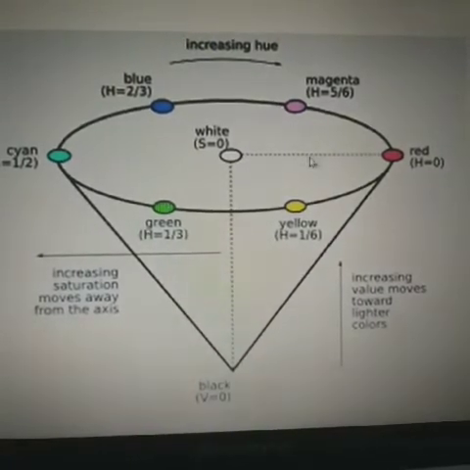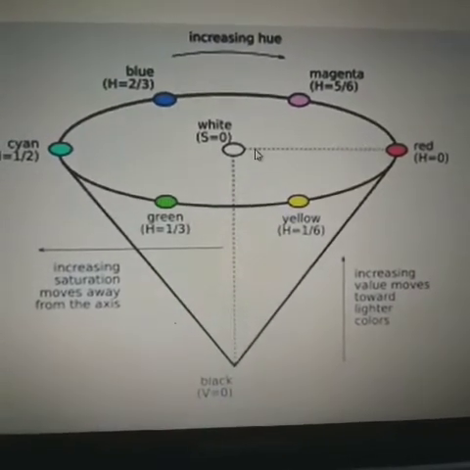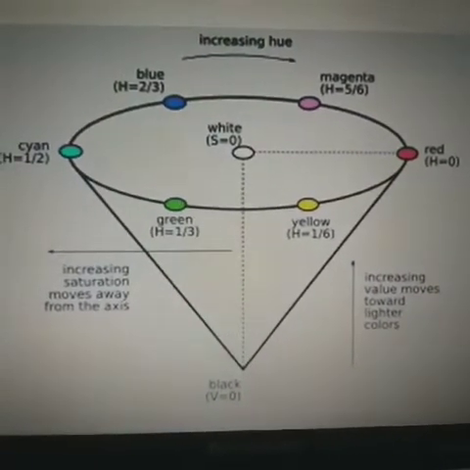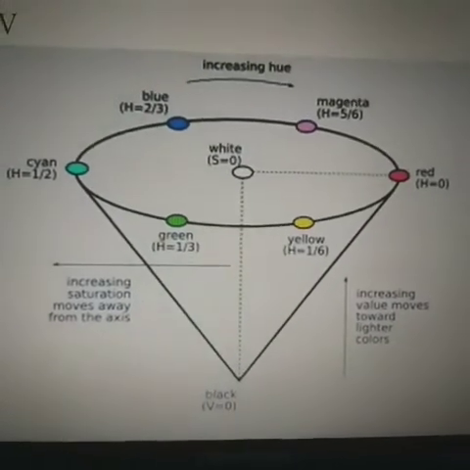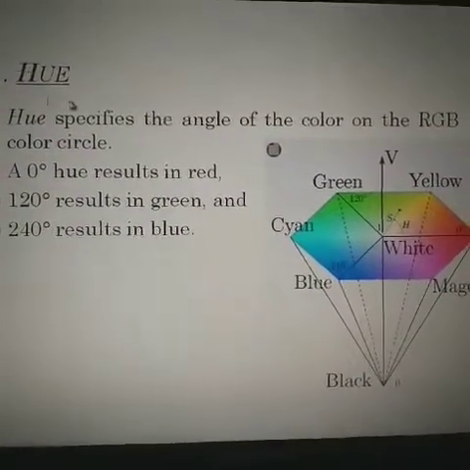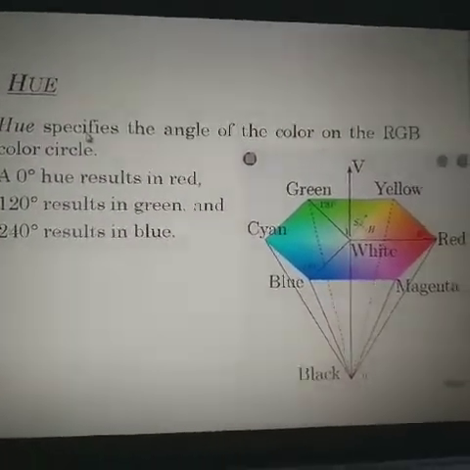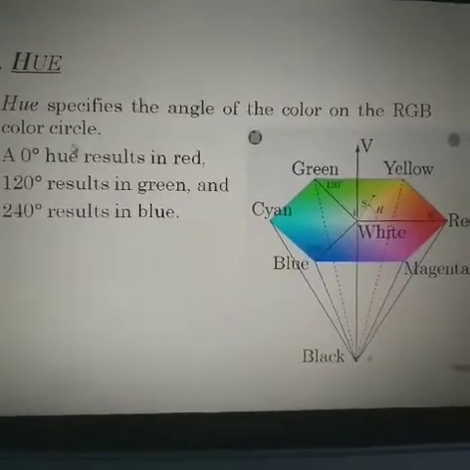For example, if we have angles like 60 degrees, 120 degrees, 360 degrees, different color representations are there. So we are discussing these one by one. What is the meaning of hue? Hue specifies the angle of the color on the RGB color circle.